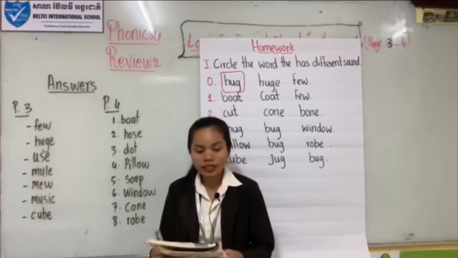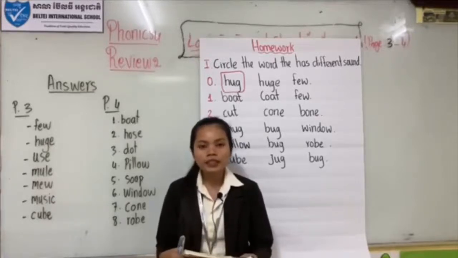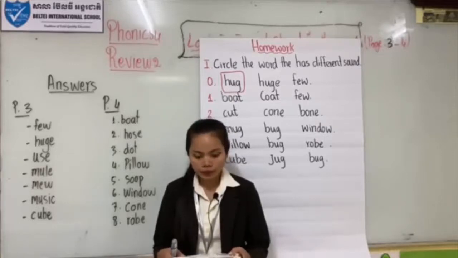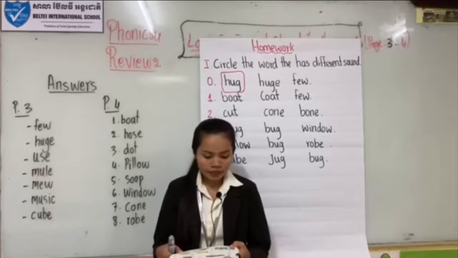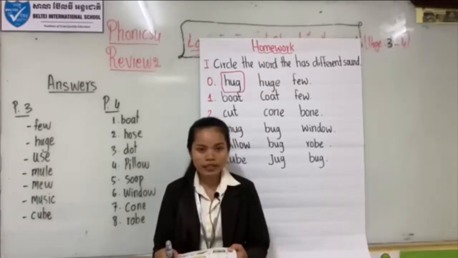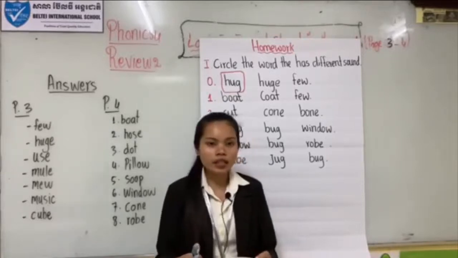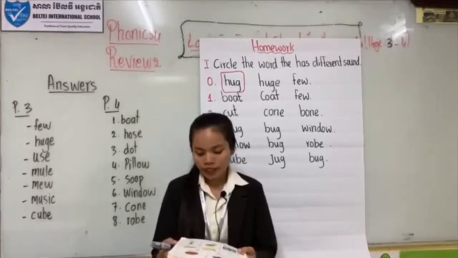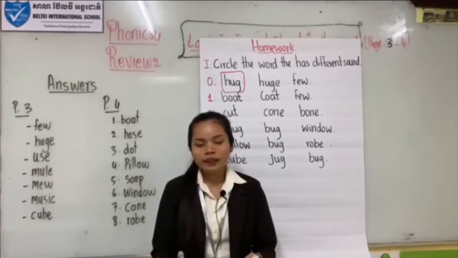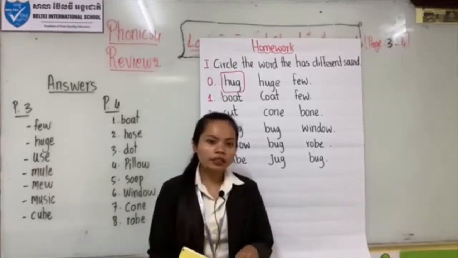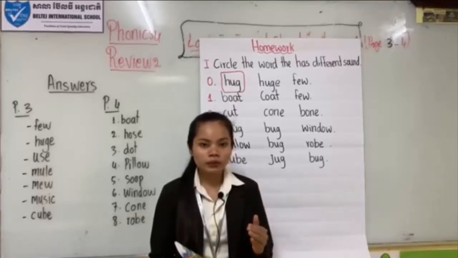Okay. So here you can spell boat, B-O-A-T, hose, H-O-S-E, dot, D-O-T, pillow, P-I-L-L-O-W, soap, S-O-A-P, window, W-I-N-D-O-W, cone, C-O-N-E, and the last one, robe, R-O-B-E. Okay, after you do that, don't forget to spell, read until you remember.